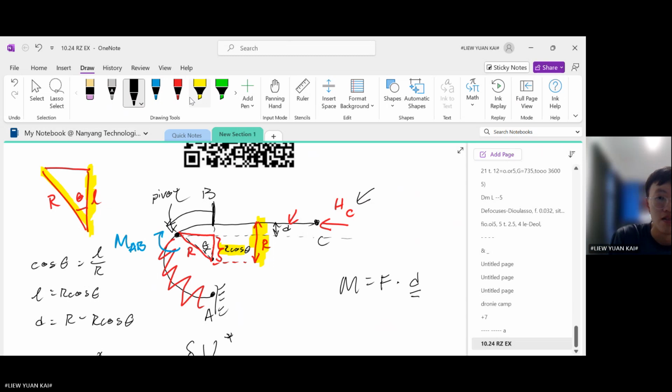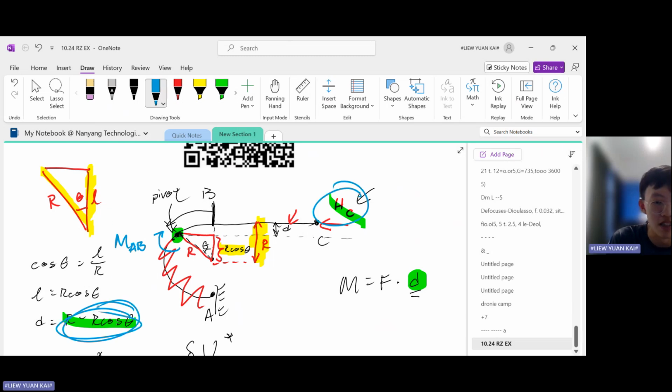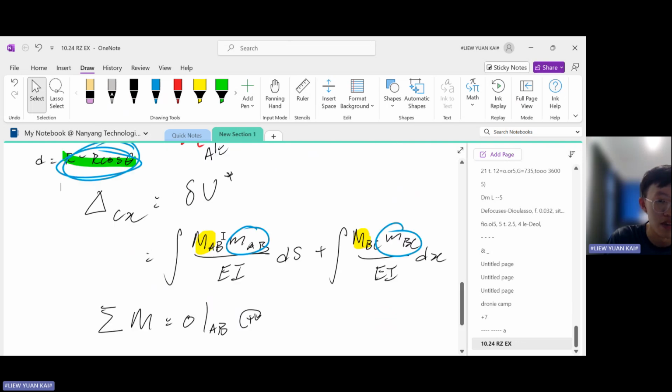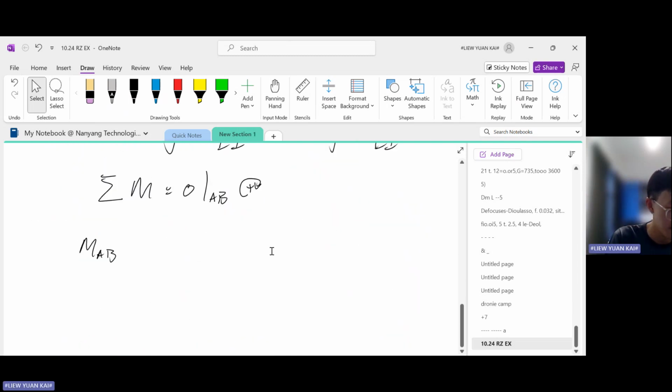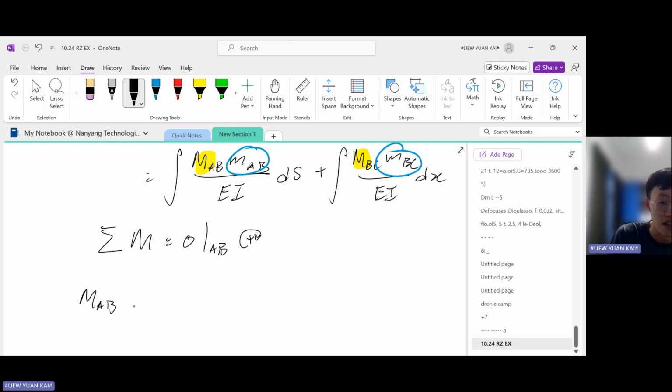So why am I finding this? Because I want to find this distance here. HC actually provides a moment about this pivot, so I'm taking force times distance. That will be the moment due to HC. Let's see, it acts in the anti-clockwise direction, so it's actually negative. So it'll be negative HC times (r minus r cosine theta).